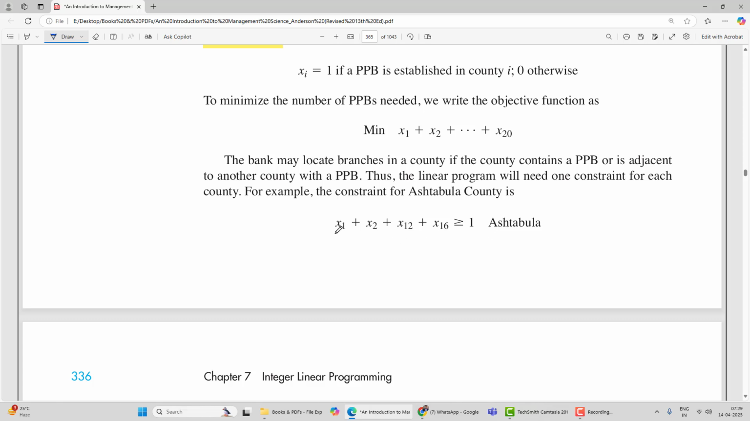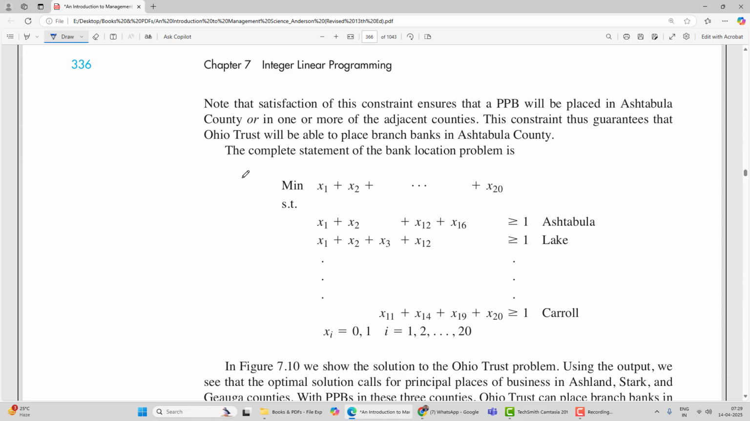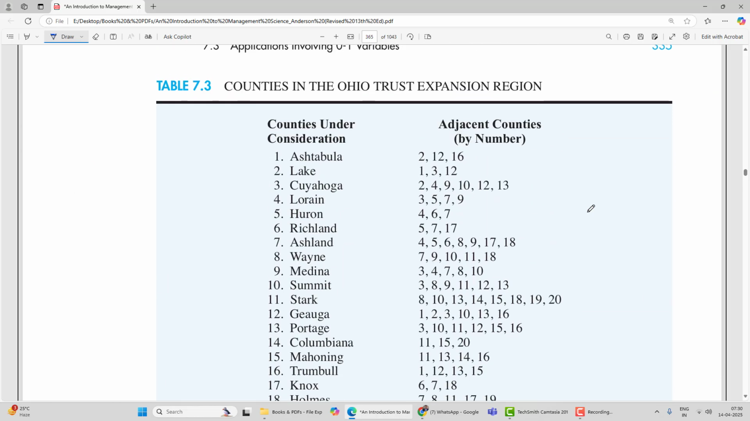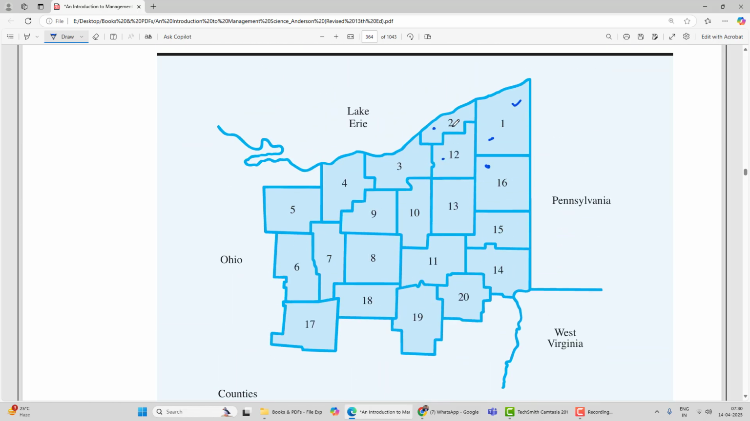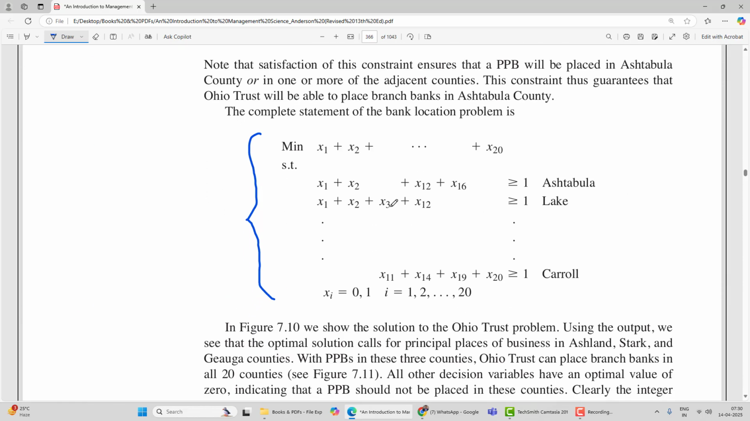So this is how we will establish equations for all the counties to do business. The entire model will look like this. This is how you will quickly write the equations. So x1 plus x2 plus x12 plus x16 is greater than or equal to 1. For the second county, it has to be x2 plus x3 plus x12 plus x1, right? All the additions should be greater than or equal to 1. So this is how you will establish the equations for all the counties.